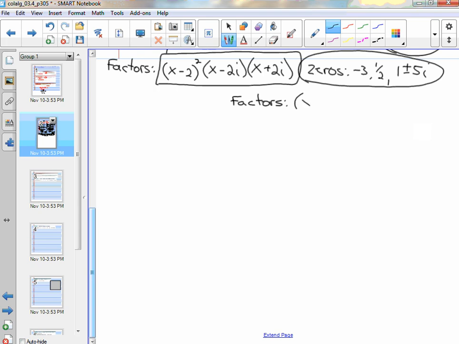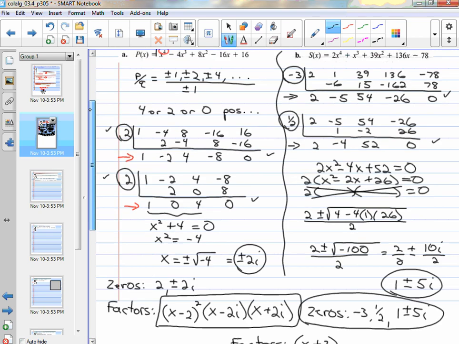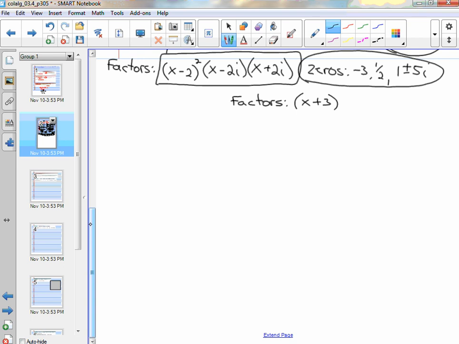Well, negative 3 was a factor, so what is it? X plus 3. Was it a negative 3 or a positive 3? It was a negative 3. X plus 3. 1/2 was a factor, so x minus 1/2. Now notice every time we write these, it's always the negative of the number, or the opposite of the number, right? So let's keep that in mind when we come over here to the 1 plus 5i.